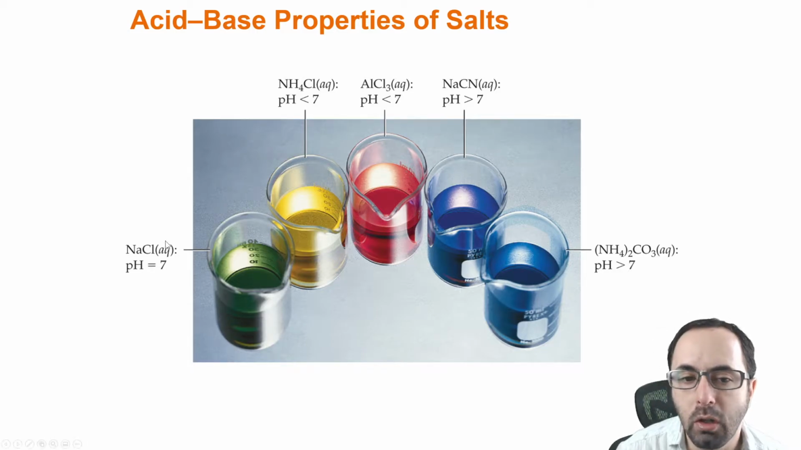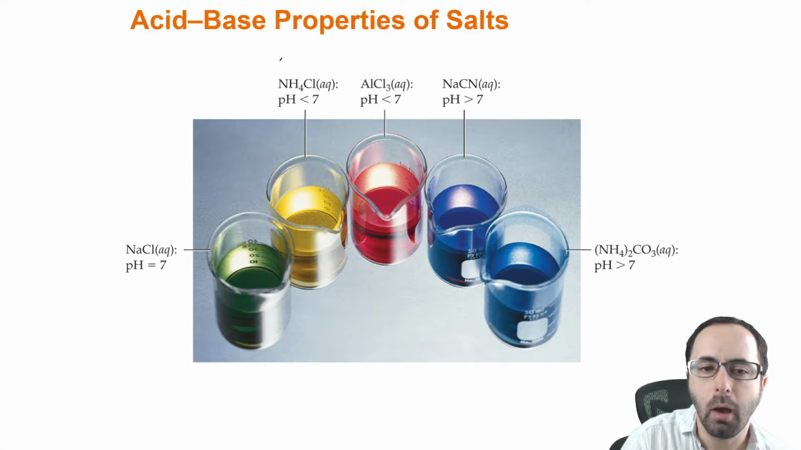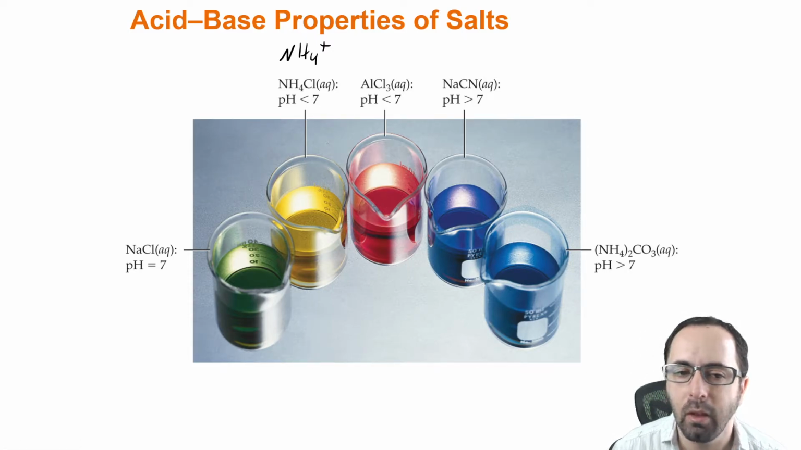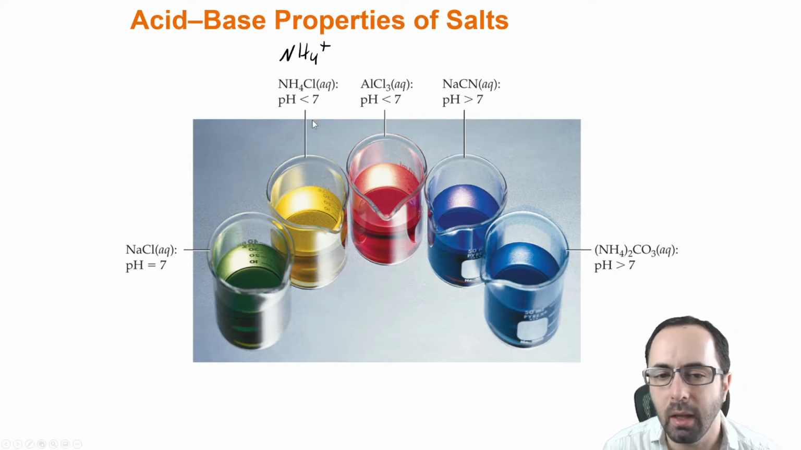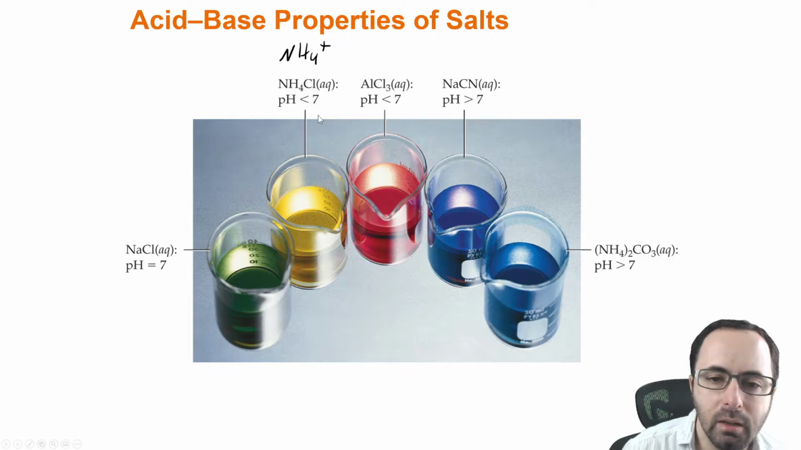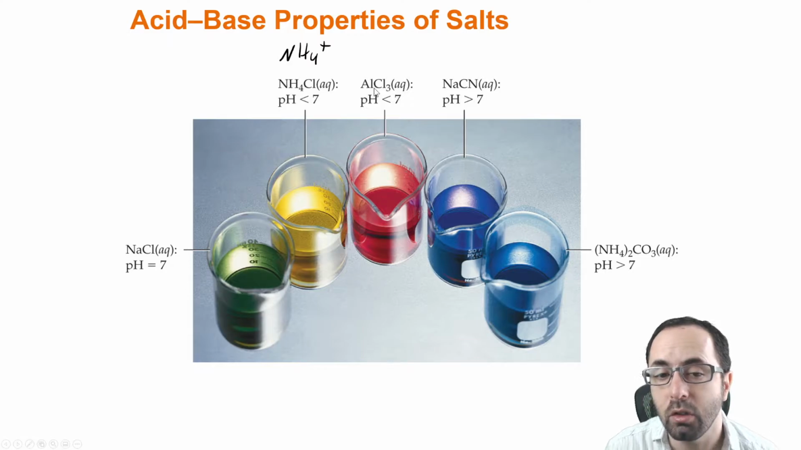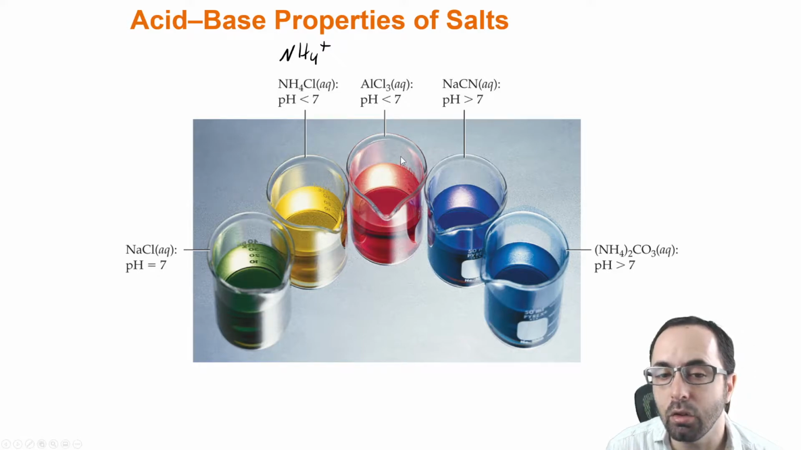However, if you have ammonium chloride, the ammonium ion, NH4 plus, is the conjugate acid of the weak base ammonia. And so it can behave like an acid, and we're going to see that solutions containing ammonium ion are acidic. The pH is less than 7. In addition, there are some metal ions, highly charged and small in radius, that can also behave as acids. Those will also result in a solution that is acidic, with a pH less than 7.